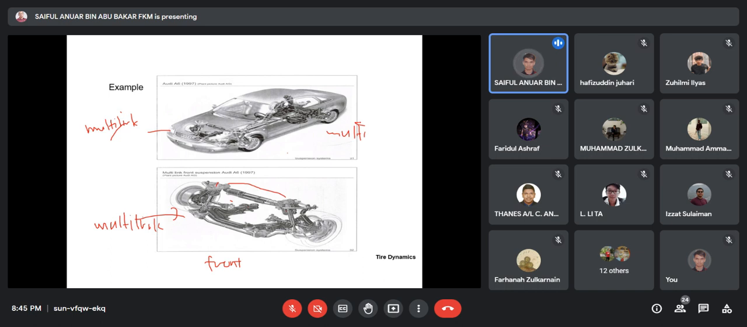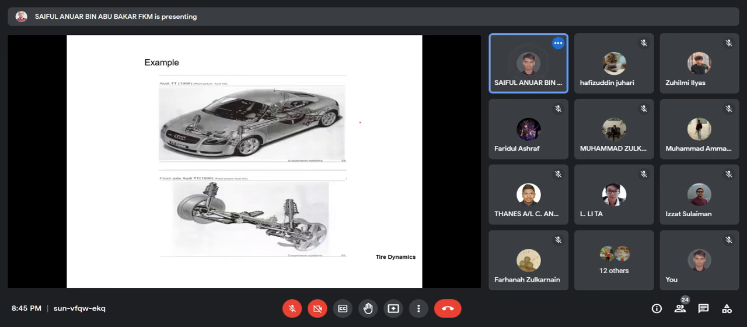They're not necessarily going to use multi-link at the front and then semi-trailing at the rear. No, because usually for high end, if they prefer to have better handling at very high speed, multi-link is a type of suspension that is known to provide this kind of handling performance.